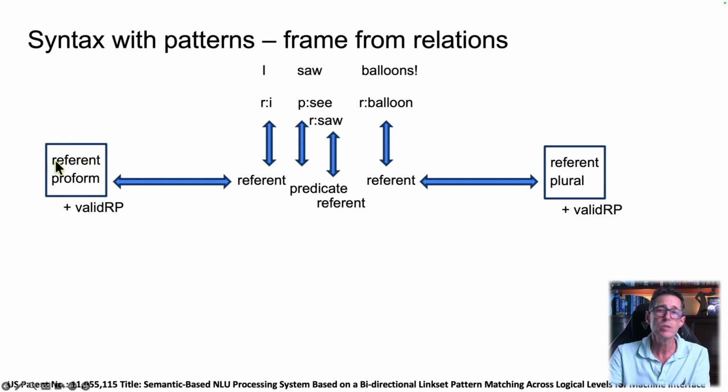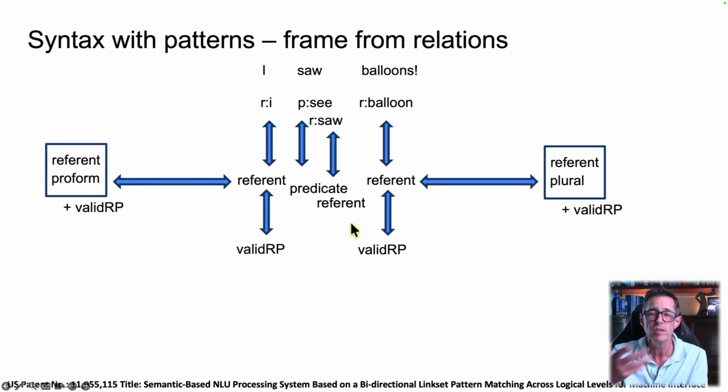Now, we also have a concept of phrases, and we can have phrases that are only one word, or phrases that are more than one word. In this case, we're going to have a one-word phrase, and what we're looking for is something that's a proform, a pronoun. If we have a referent that's a pronoun, we're going to add an attribute called valid RP. And if we have a referent that's plural, we're also going to add an attribute called valid RP. As a result, we have valid RP, which is added to all of this information that we're tracking in order to recognize this sentence. So we're just packaging together some information.